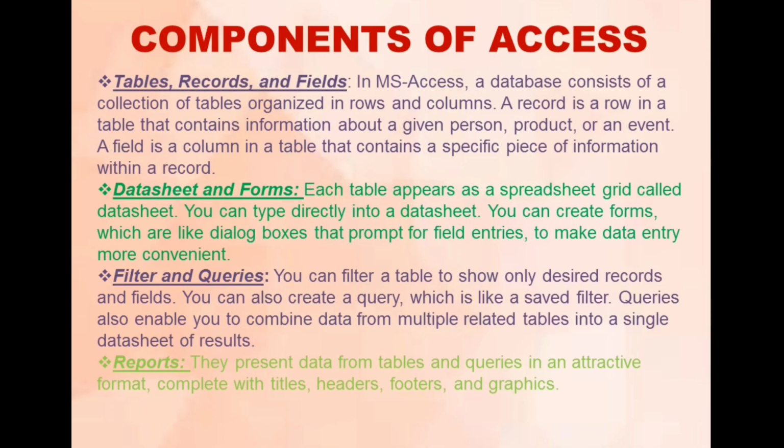So what are the components of MS Access? In MS Access, the first component is tables, records and fields. A database consists of a collection of tables organized in rows and columns. A record is a row in a table that contains information about a given person, product or an event. A field is a column in a table that contains a specific piece of information within a record.